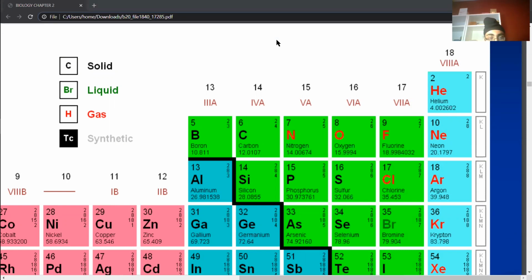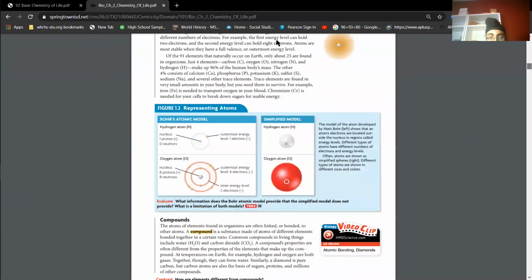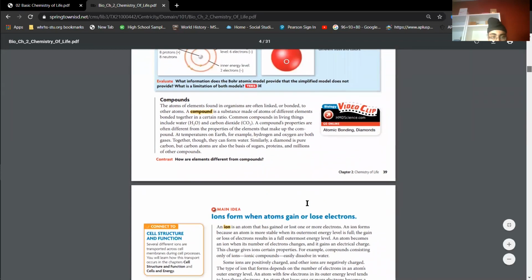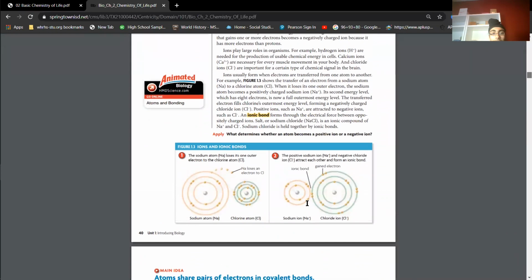So if I go back here, one second. Okay, so here, what we can see is an ionic bond. One example of an ionic bond is between the sodium and chlorine we just talked about.